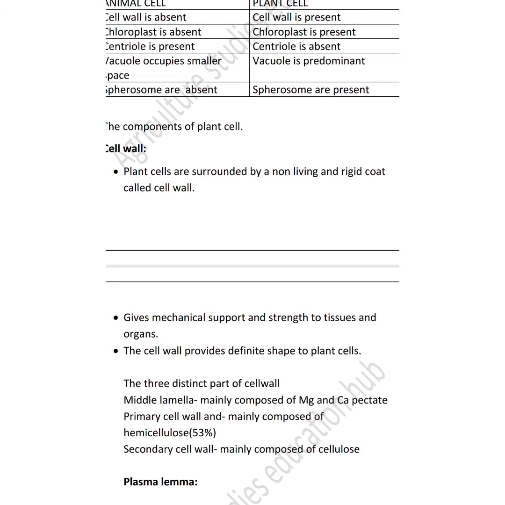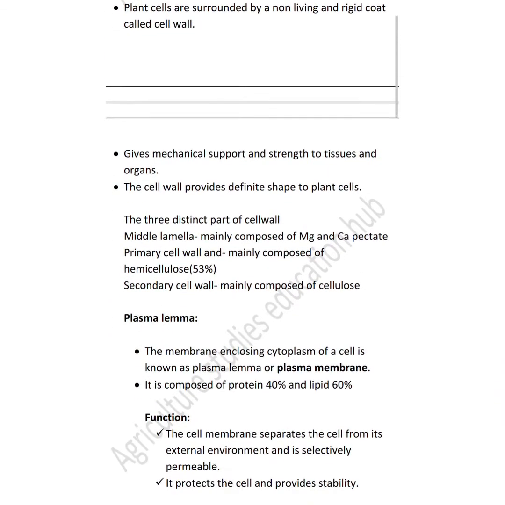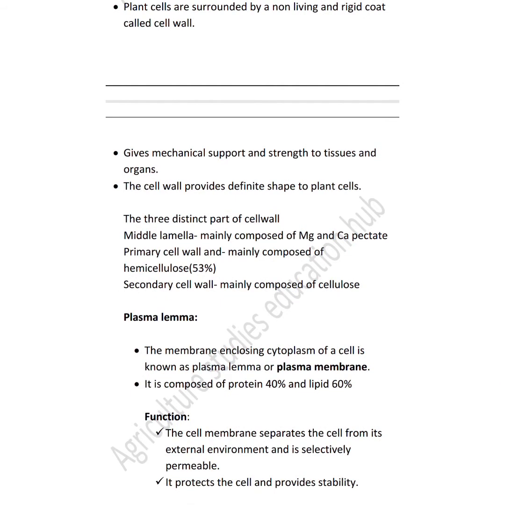Next, primary cell wall, which is mainly composed of hemicellulose, and it is formed immediately after the middle lamella, and it also contains cellulose and pectin, protein and lipid, etc. And secondary cell wall, which is the innermost layer, it is mainly composed of cellulose.